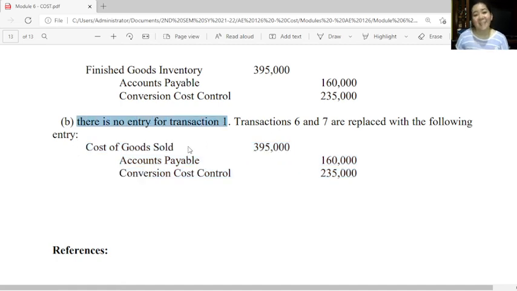So that's for backflush accounting. Usually backflush accounting is used for just-in-time accounting. But again, this is not implemented 100% because of the problems mentioned earlier.